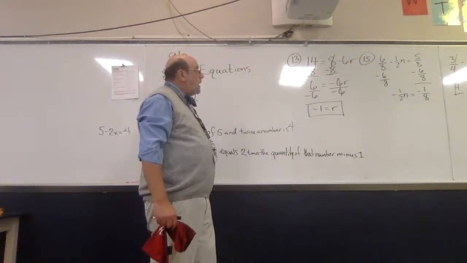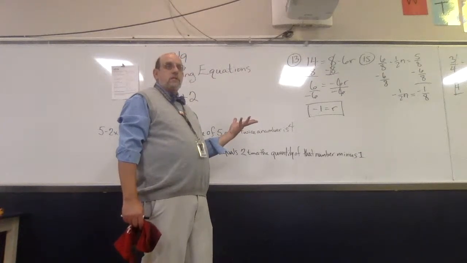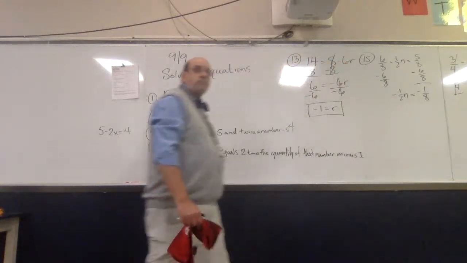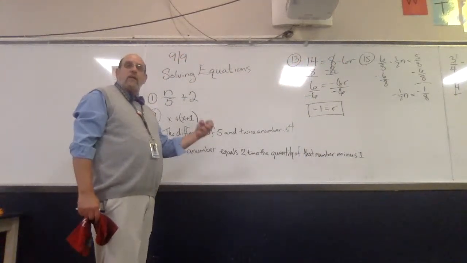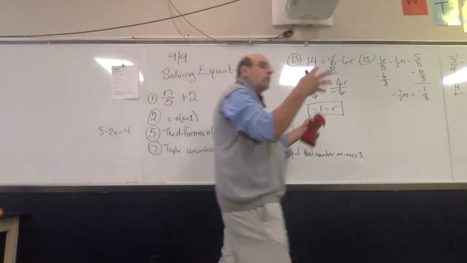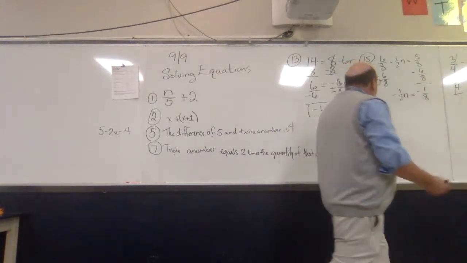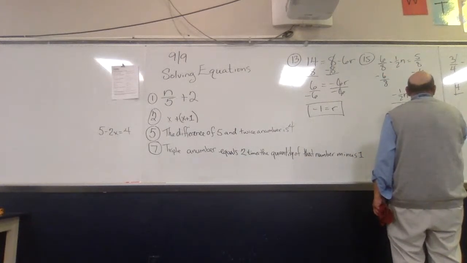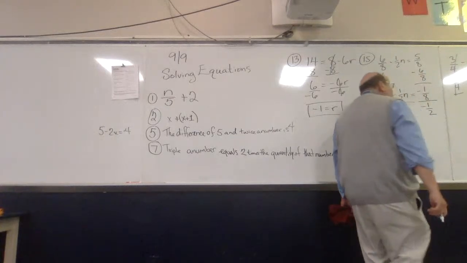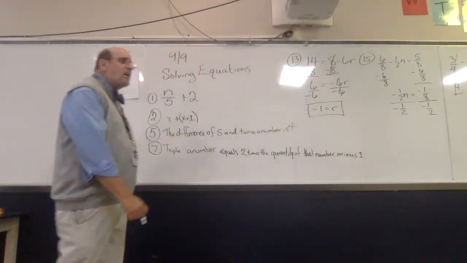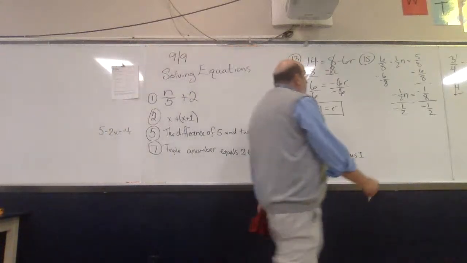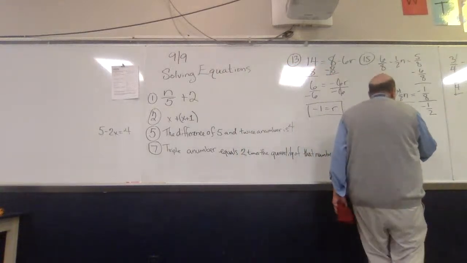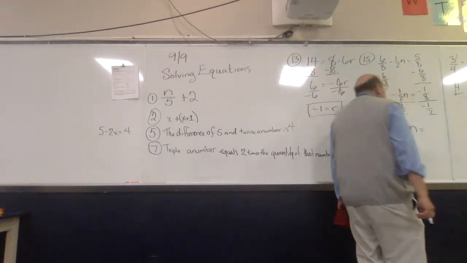Is that the answer? We're not done though, right? Yes. We still have a -1/2 n. N is being multiplied by -1/2. How do I undo multiplication? Division. So let's divide by -1/2. Wow, you guys hate this. Look at that, a fraction divided by a fraction. Anything divided by itself equals 1, right? So we know that part's easy. This just gives me 1 n on this side.